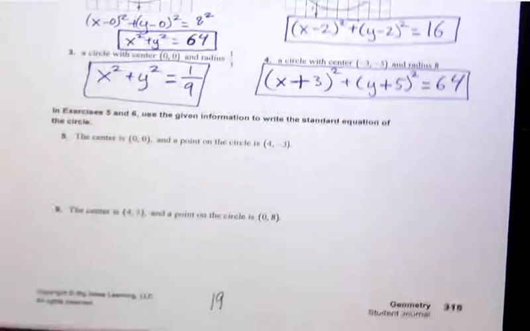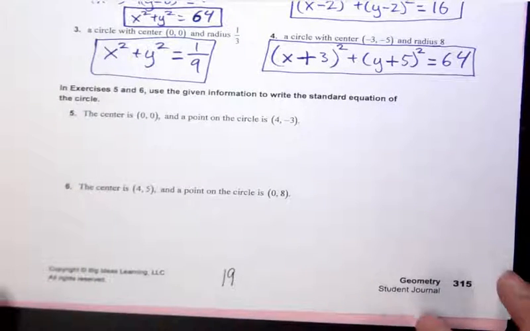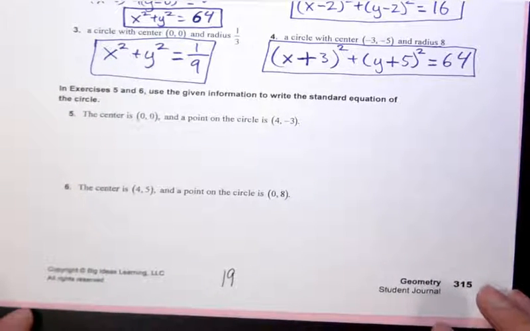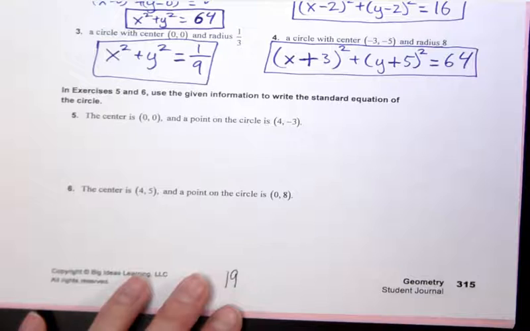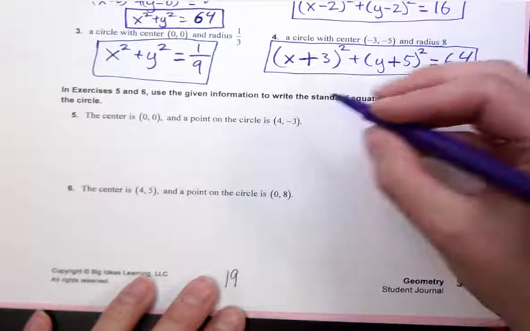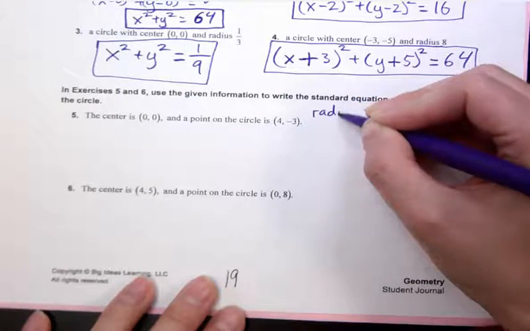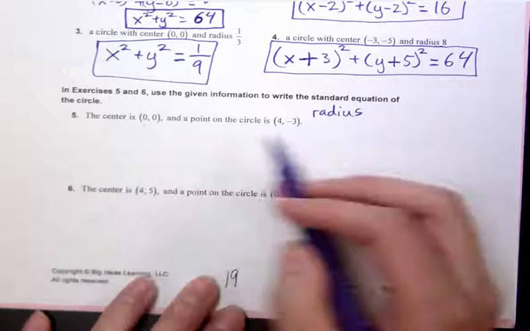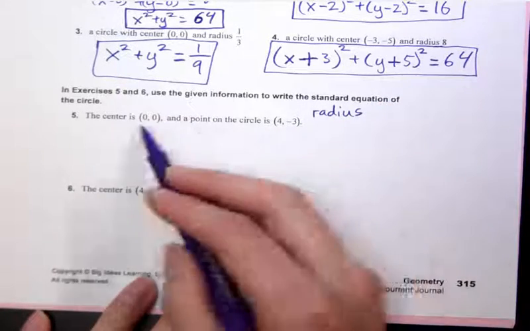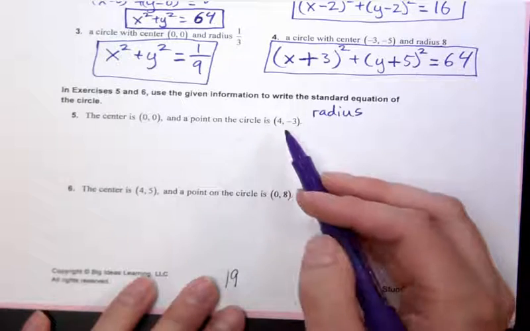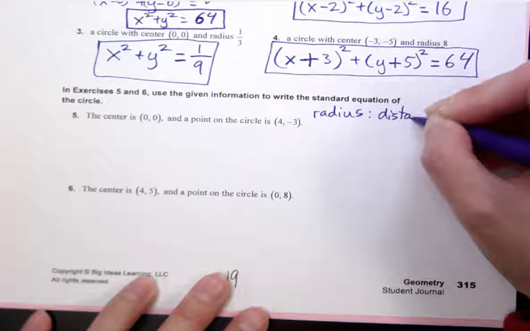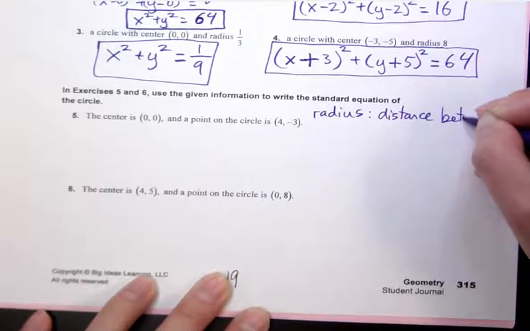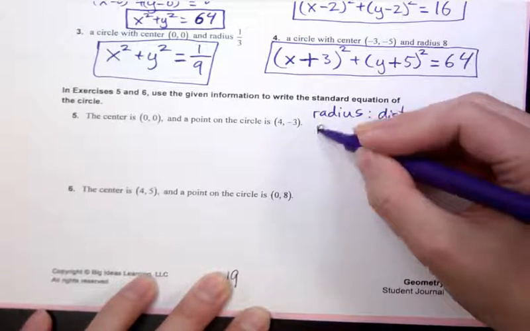All right, are the next two exactly the same, or did something change a little bit? Yeah, so it didn't give us the radius, so we have to find the radius, right? So to find the radius, if this is the center and this is a point, is the radius the same as the distance between those 2 points? Yeah. So radius is distance between point and center.